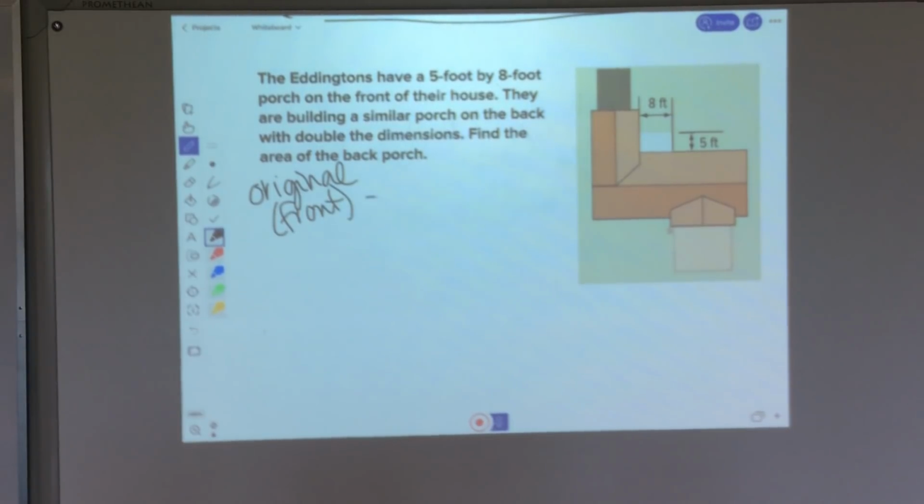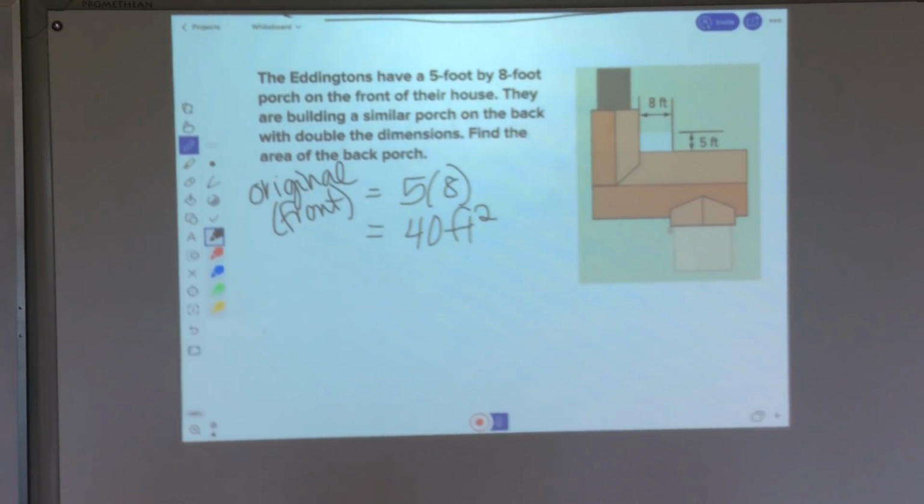Okay, and we know that that one is 5 feet by 8 feet. So to find its area, we just have to take 5 times 8. And the original area we're working from is 40 feet squared. Okay, so that's our original.